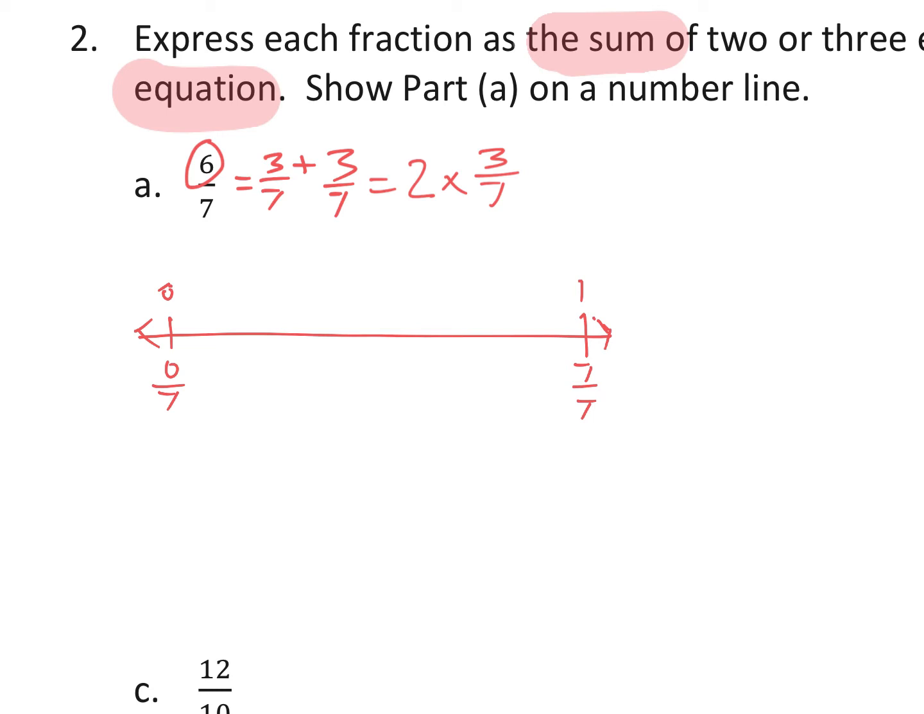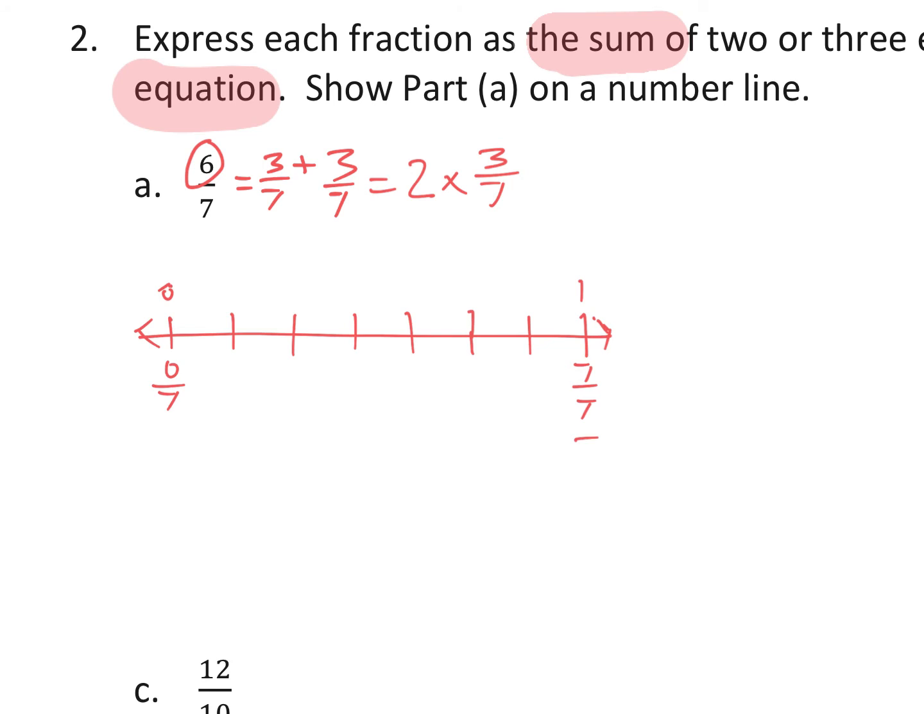Get your number line set up. If you need to pause to get caught up, then that's what you need to do. And then since there's 7, I need there to be, here we go, 1, 2, 3, 4, 5, 6. That was pretty good. I guessed it. That was pretty much on point. And then this would be 7/7.